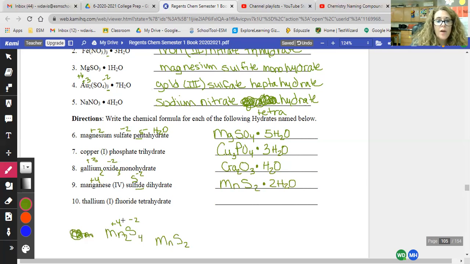Okay. And so then it's going to be di, meaning 2 hydrate, H2O. All right, so thallium, so that's Tl. Roman numeral 1 means it's a +1. Fluoride is a -1. So then thallium fluoride. And then I have tetra, meaning 4, hydrate, H2O. So then that is our hydrates.